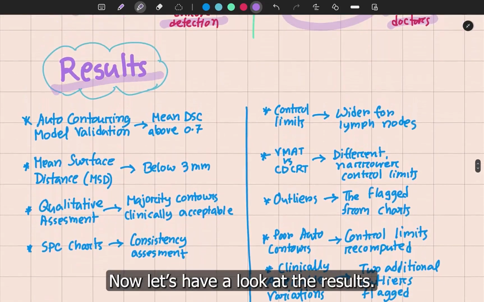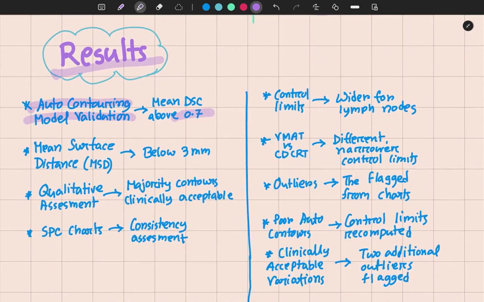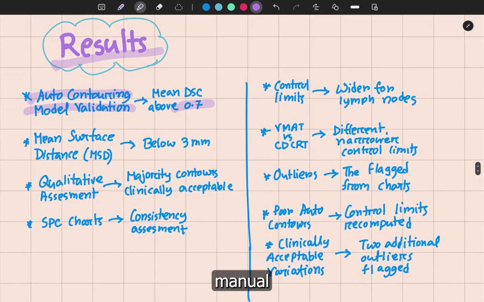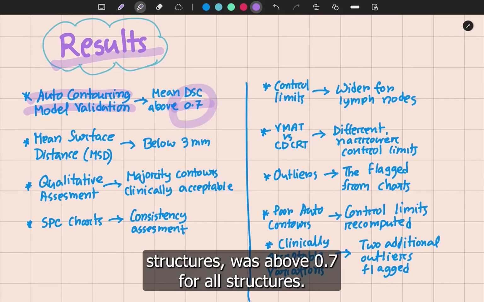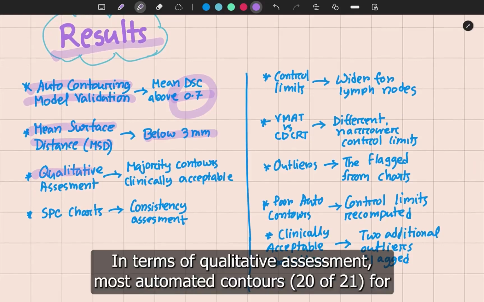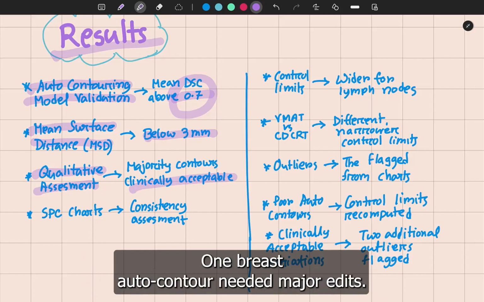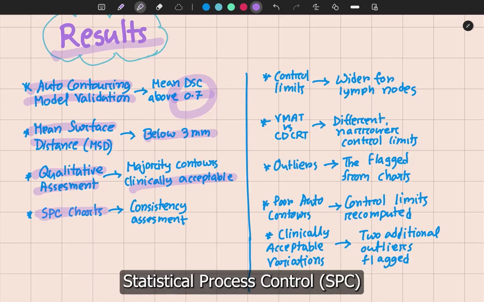Now let's have a look at the results. The auto-contouring model was validated and the mean dice similarity coefficient between auto-contoured and manual structures was above 0.7 for all structures. The average mean surface distance was below 3 mm. In terms of qualitative assessment, most automated contours for various structures were deemed clinically acceptable by attending physicians. One breast autocontour needed major edits.